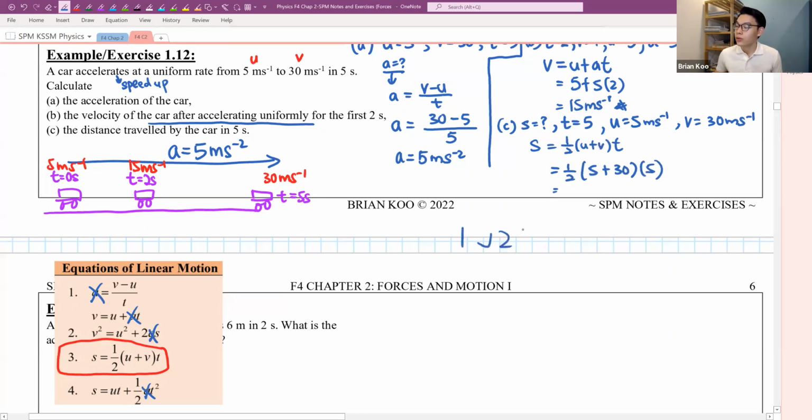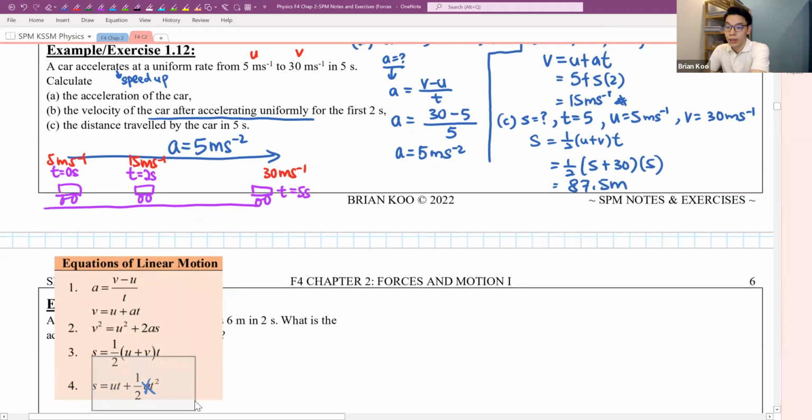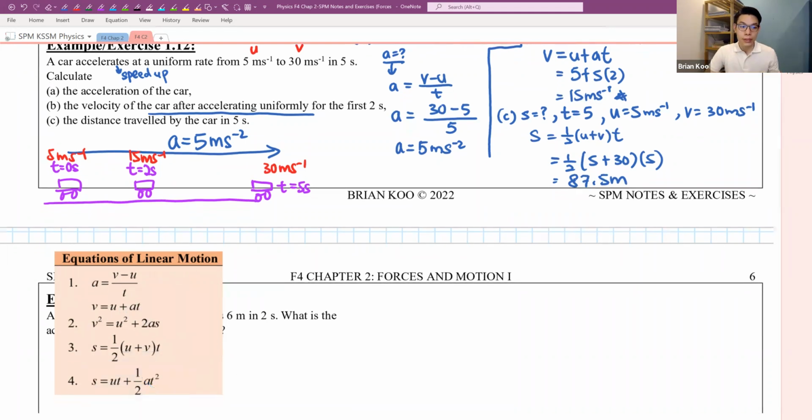You can type this whole thing out now. 1 over 2 times (5 plus 30) times 5. If you're using the old calculator, type it like that. If you're using the new calculator, then 1 over 2 like that. 87.5 meters. Okay, the car has traveled 87.5 meters. Okay?